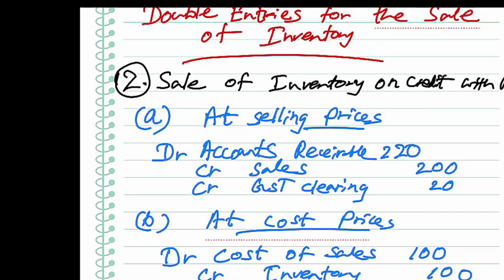Now, what is the only difference between the cash sale and credit sale of inventory? There's only one difference. If it was a credit sale, bank was replaced with what? Accounts receivable. Why? Because it was on credit. So we sold the goods on credit. That's the only difference. Any question, guys?